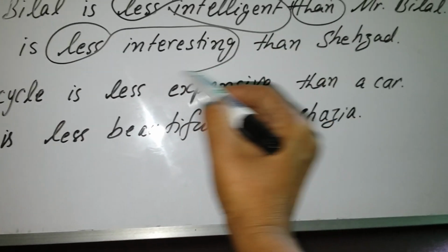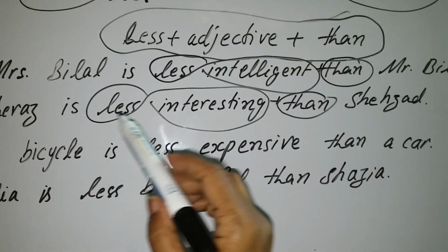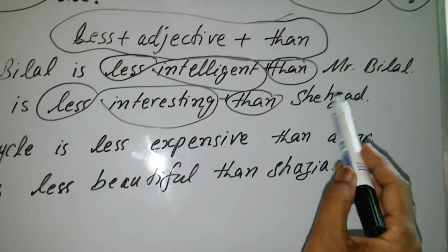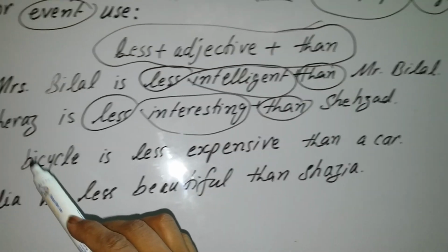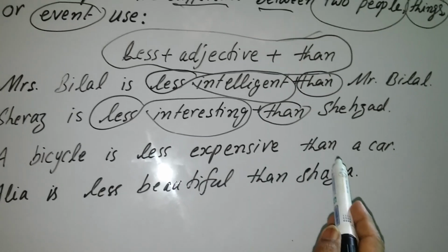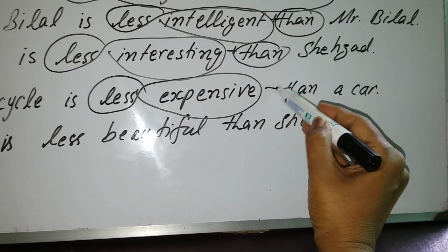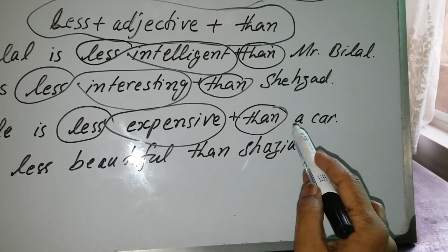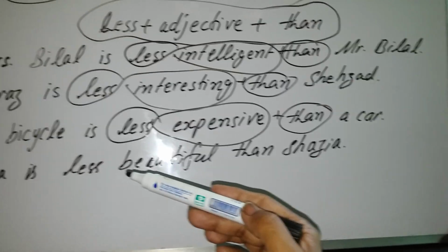Less interesting plus than. Shiraz is less interesting than Shehzad. It means Shehzad is more interesting than Shiraz. Next example: a bicycle is less expensive than a car. Less expensive plus than. It means that a car is more expensive than a bicycle.